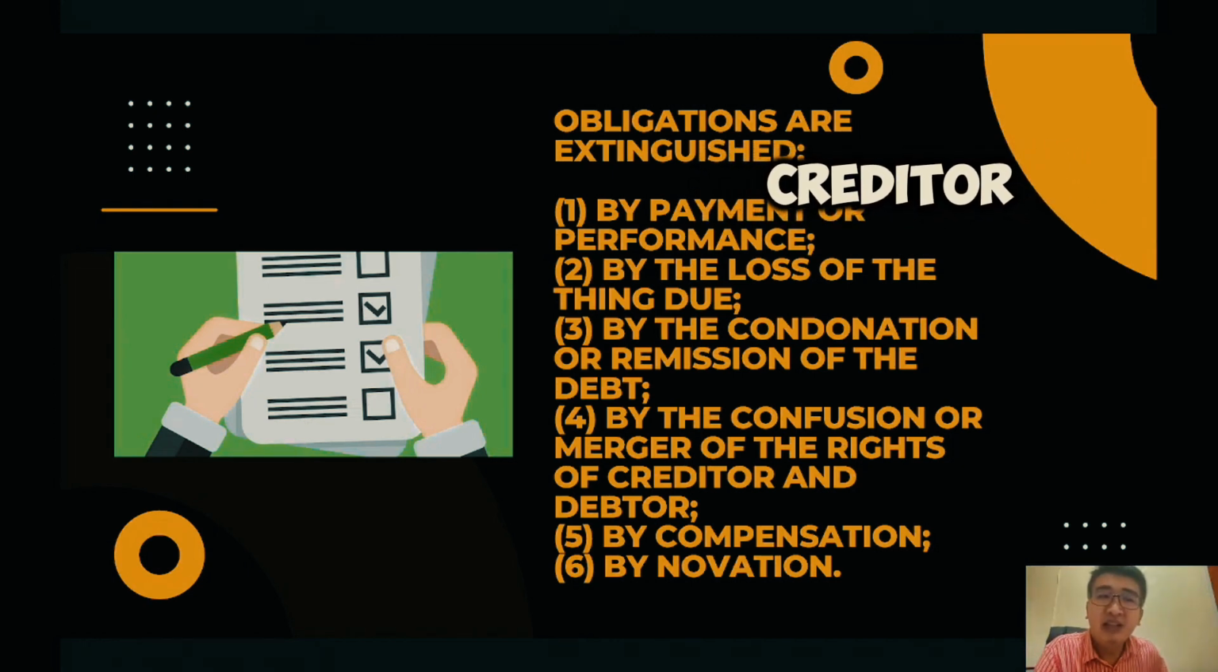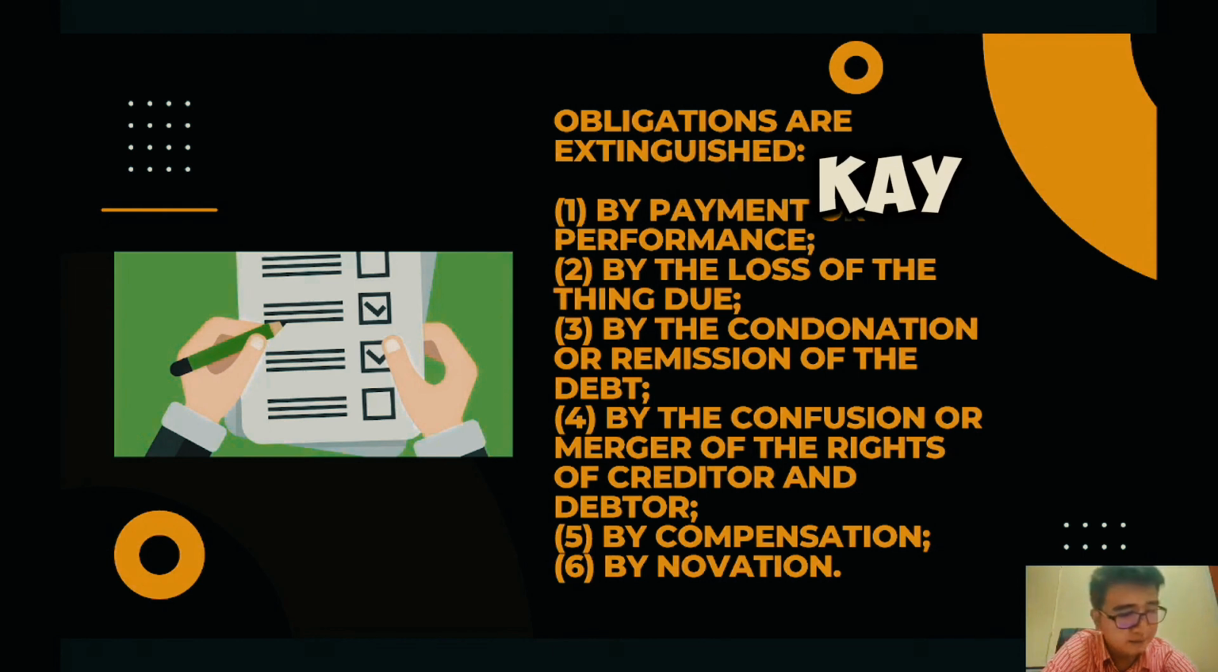Fourth, by the confusion or merger of the rights of creditor and debtor. Meaning, when the creditor becomes the debtor, or the debtor becomes the creditor in their rights. So, say for example, 10 years ago or 5 years ago, you lent money to A, and this year you borrowed money from A. You can merge your rights to determine who still has a balance. It's just like that. Fifth, compensation. Same principle, you compensate the debts and the credits of the debtor and the creditor, but in this case we apply it to the buyer and the seller, the vendor and the vendee.